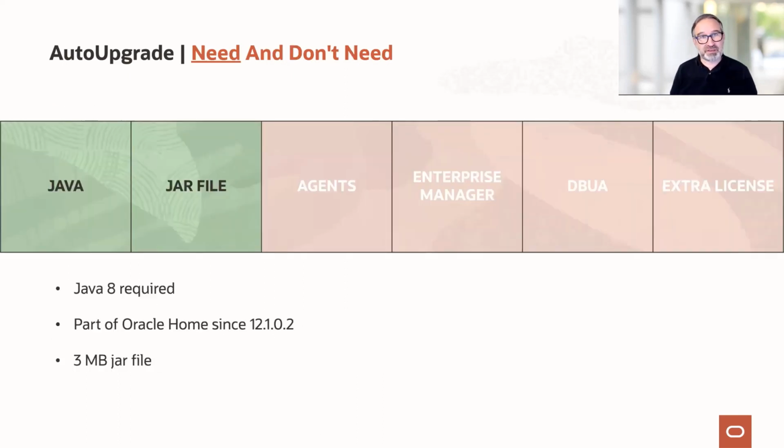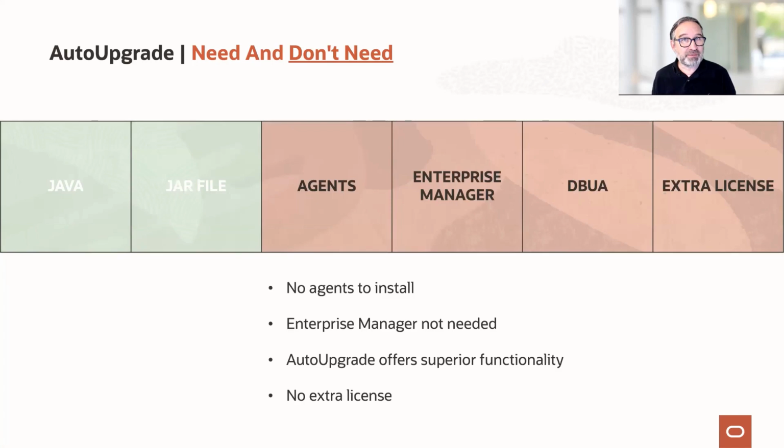What you need is Java 8. It's based on Java 8, which is part of the home since 12.1.0.2. At worst case, you need to install a newer Java version. A 3 megabyte jar file, that's what you download. What you don't need: no agents, no Enterprise Manager, even though our Enterprise Manager team includes AutoUpgrade as well, as do other groups already, like Fleet Patching and Provisioning. The 21c version, which is useful for 19c upgrades as well, has AutoUpgrade now embedded as well.